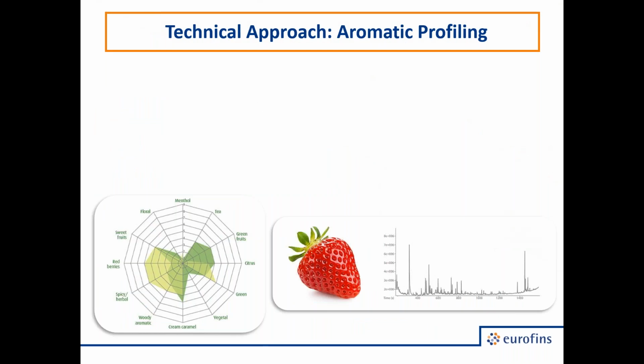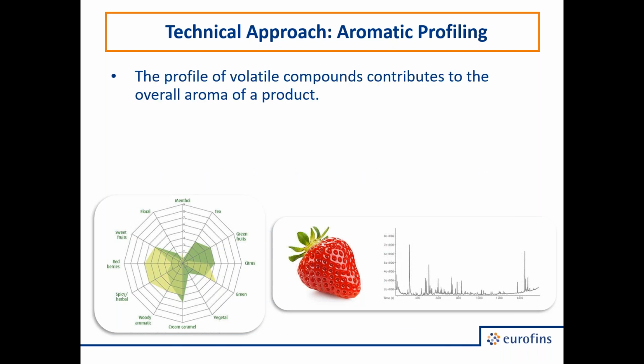And so there are a wide variety of sources of off odors and off flavors. And so how do we approach trying to determine what is causing an off odor and where it comes from so that the problem can be traced and hopefully corrected in the future? Well, we do this through aromatic profiling. That is, we look at the profile of volatile compounds in the product.